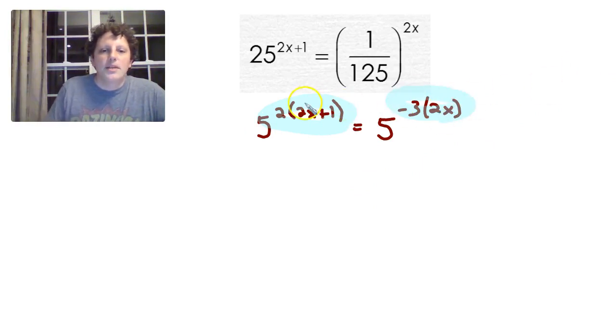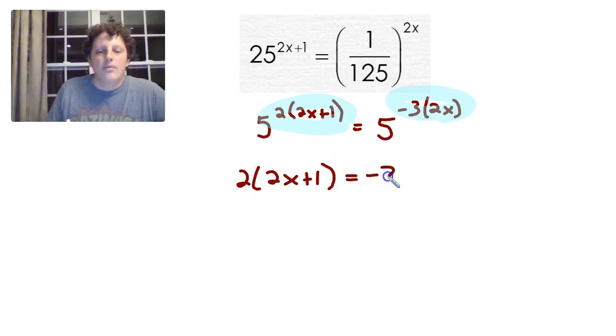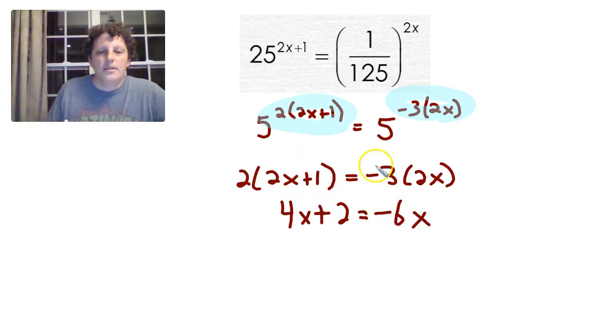base the same as base. We can take those exponents and set them equal to each other. 2 times 2x plus 1 equals -3 times 2x. I'll distribute on both sides of the equal sign to get 4x plus 2 equals -6x. So I'm just multiplying 2 into the parentheses on the left and -3 into the parentheses on the right. In this case, I'm going to collect my variables to the right. So I'm going to subtract 4x on both sides to get 2 equals -10x.